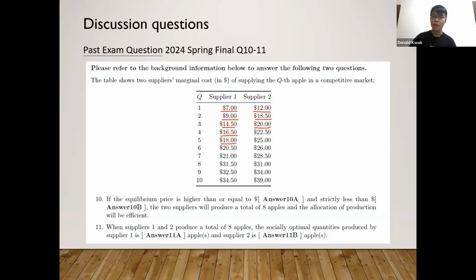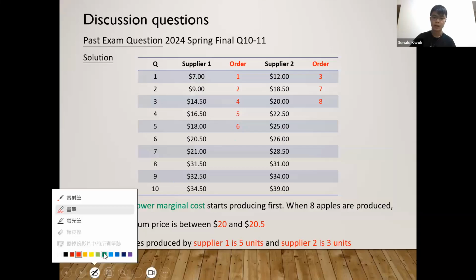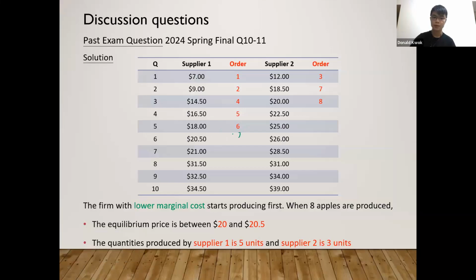Right? However, we want only 8 apples, but not 9 apples. So this is why we cannot have the price to be too high. Okay, if the price reaches 20.5, then supply 1 will be producing the 9th unit, right? So this exceeds the target. So this is why the equilibrium price has to be between 20 and 20.5, such that 8 apples will be produced. And ultimately, as you can see here, 5 units will be produced by supply 1, and 3 units will be produced by supply 2.